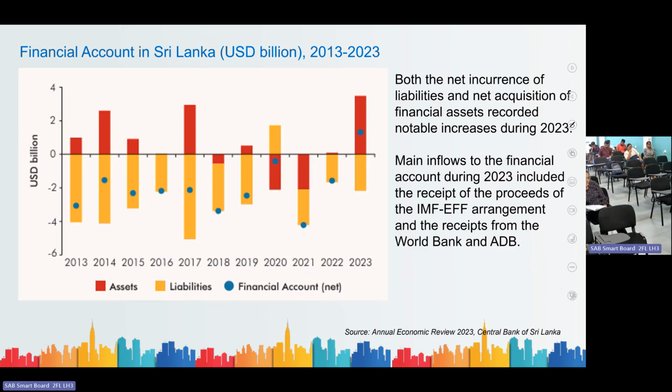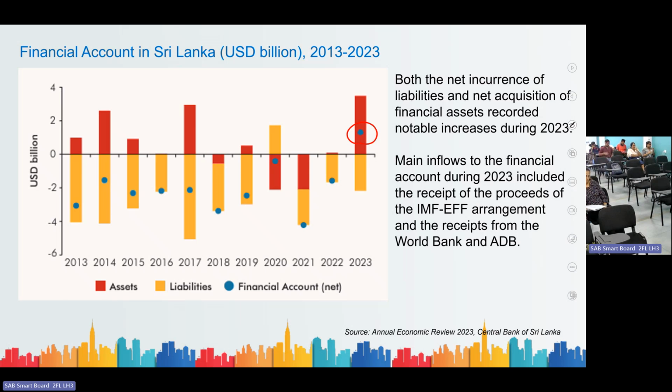The financial account also reported a surplus in 2023. Why is that? What is the main reason? You should know that. Because Sri Lanka received an IMF loan, a World Bank loan, and an ADB loan. They came to Sri Lanka as receipts, in terms of financial liabilities. So that's why the financial account has reported a surplus in Sri Lanka.